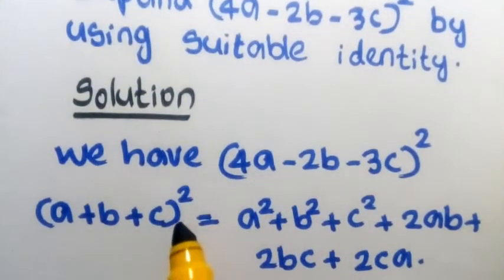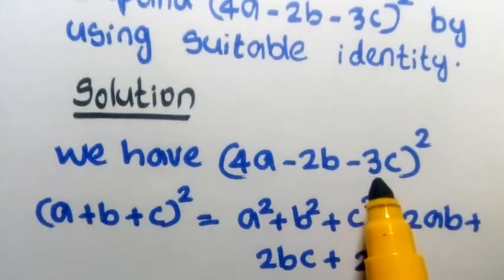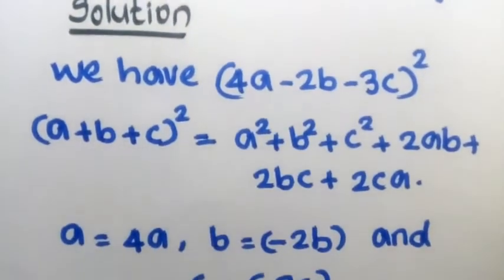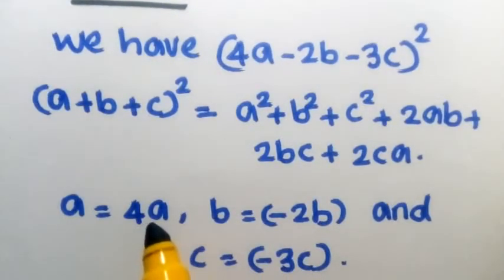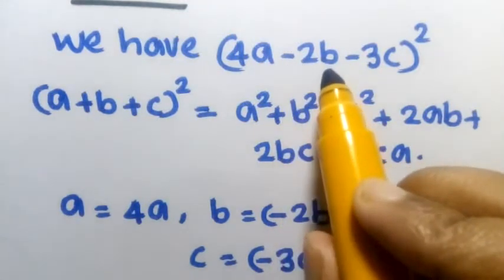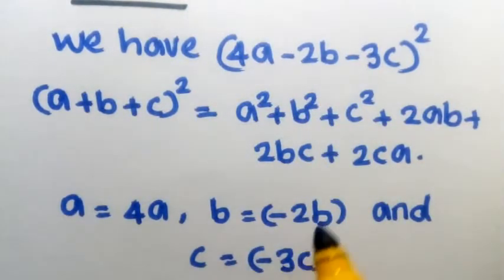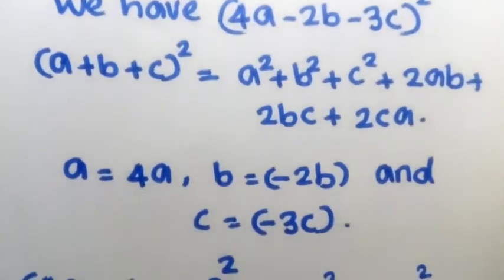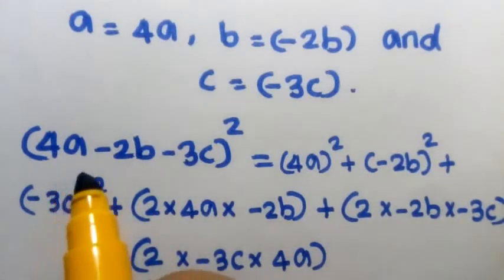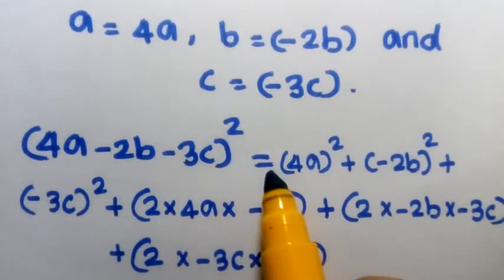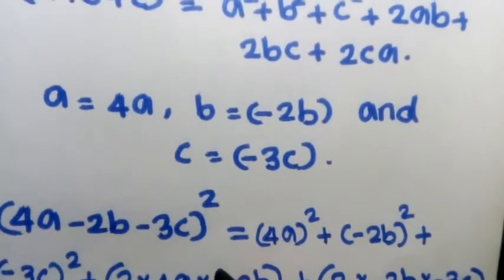(a + b + c)² = a² + b² + c² + 2ab + 2bc + 2ca. Comparing the given expression with (a + b + c)², we find that a = 4a, b = -2b, c = -3c. Therefore, using identity 5, we have (4a - 2b - 3c)² = a².